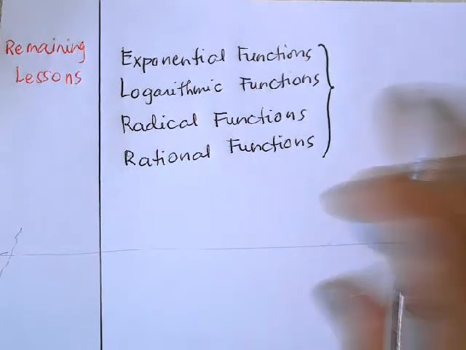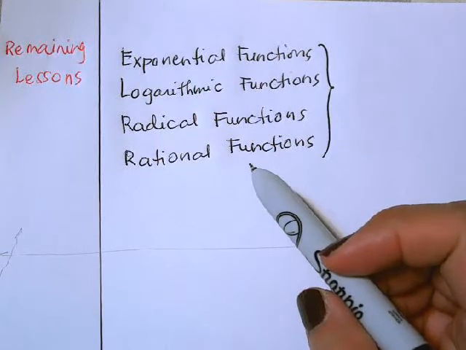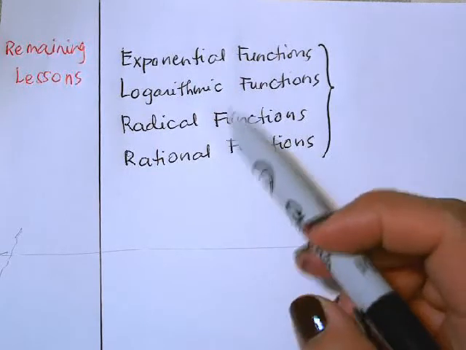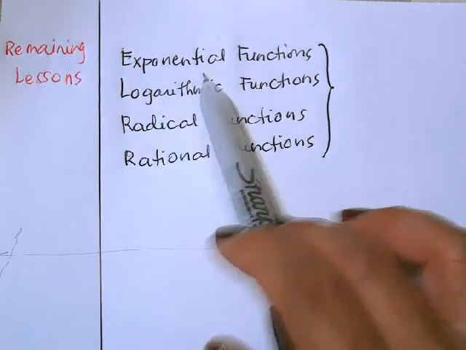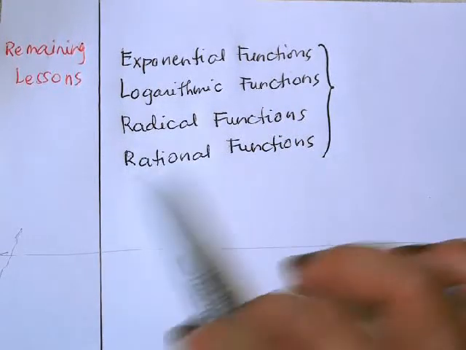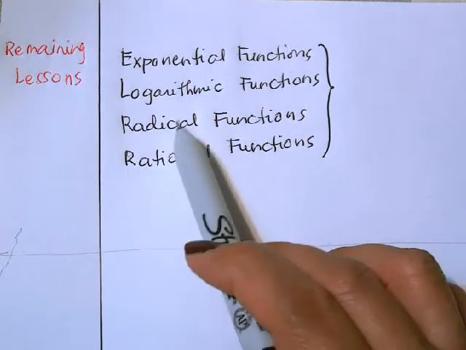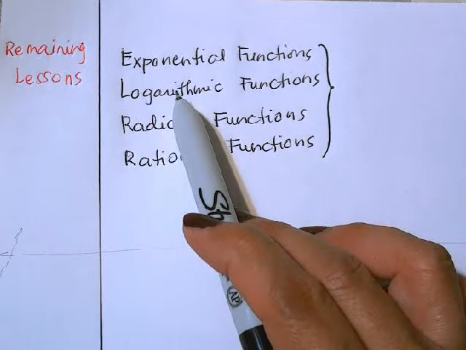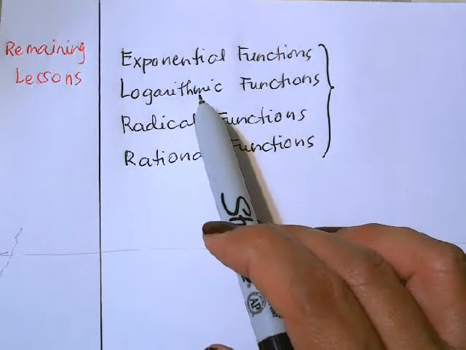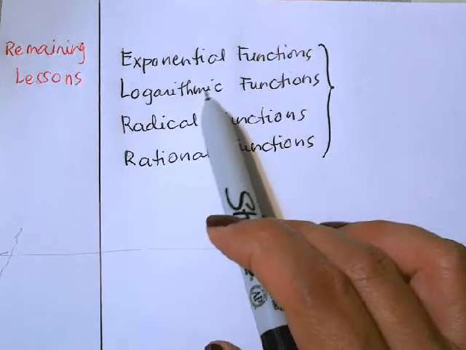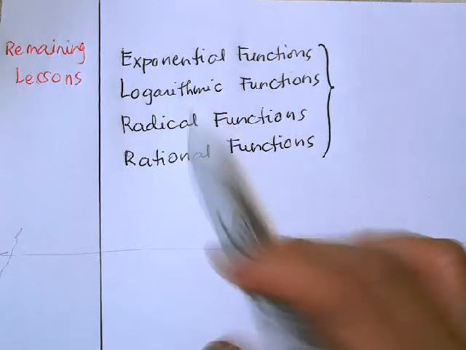Okay, so we only have 5 more weeks of lessons. We're going to study, after the series, exponential, logarithmic, radical, and rational. These are all different types of functions. Exponential is review from algebra 1, exponential growth, exponential decay. So I'm going to touch on that, but logarithms are very important.